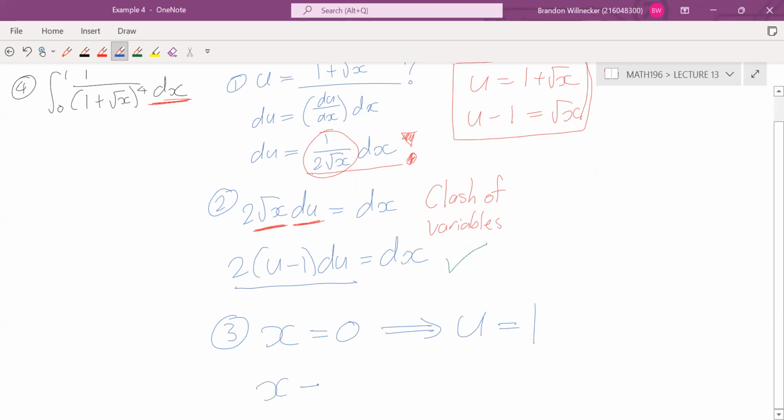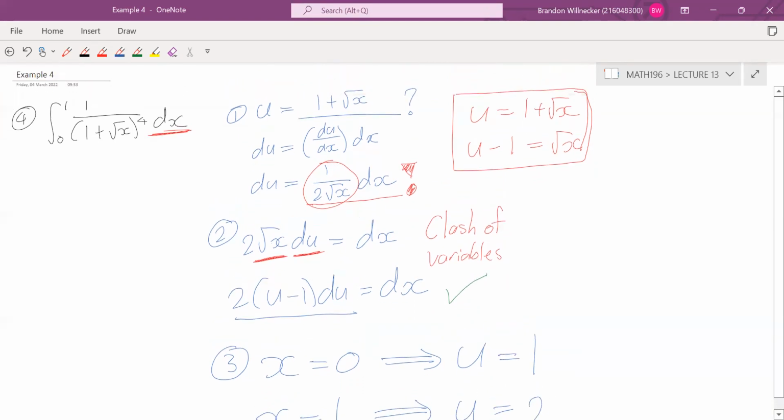So the old upper bound was x equals 1. And the new upper bound is going to be, what are we going to get? 2. Yeah, you got it. Okay, so that part's done.